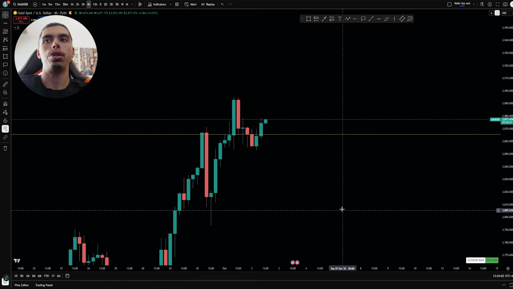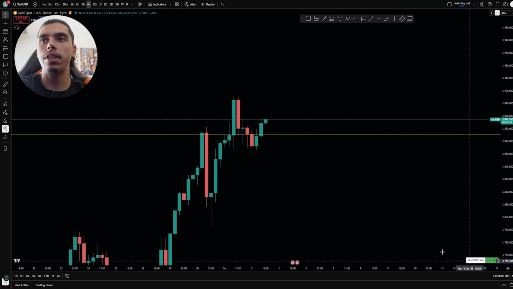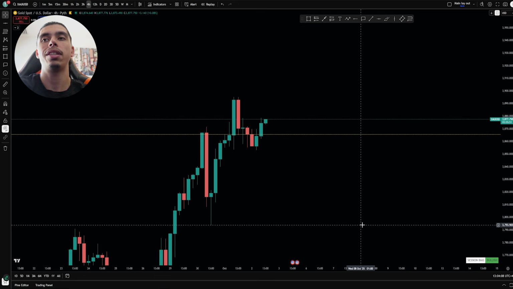So if it's triggering bullish, like we can see here, it means today I'm only looking for buys in my session. If it says bearish, I'm only looking for sells. If it says mixed, I'm looking for both buys and sells depending on my trading range. So I'm going to show you how that works as well. First, I want to show you a few examples and also explain how it works.